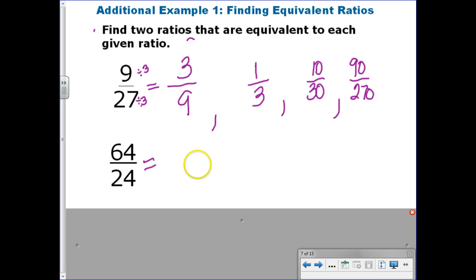Look at this second example, 64 over 24, that ratio. Well, gosh, I look at these and I say, both of these are even numbers. So I know if I divide both of these by 2, I would get something like 32 over 12. That's equivalent to this one. So if I kept going here, 16 over 6, or 8 over 3. Now I'm finally in simplest form there. Just two possibilities that work.